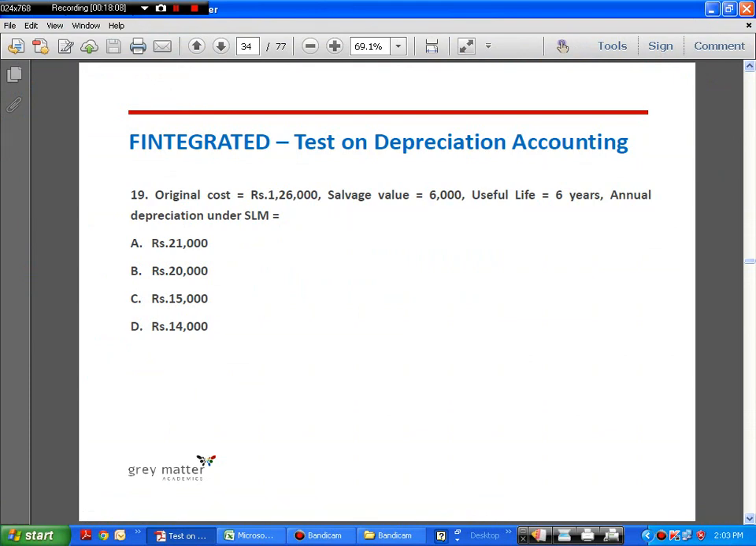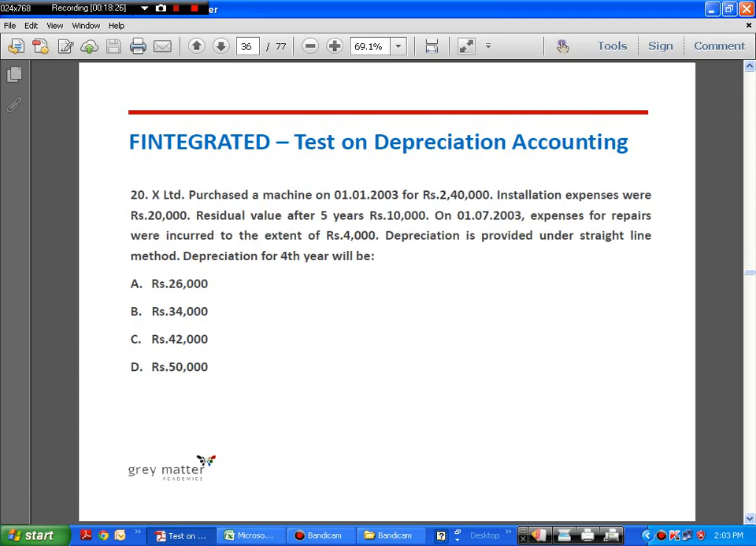Next, original cost is 1,26,000, salvage value is 6,000, useful life is 6 years. The annual depreciation under SLM will be original cost minus salvage value, 1,20,000, which is our depreciable amount, divided by 6 years. So 20,000 is the annual depreciation.